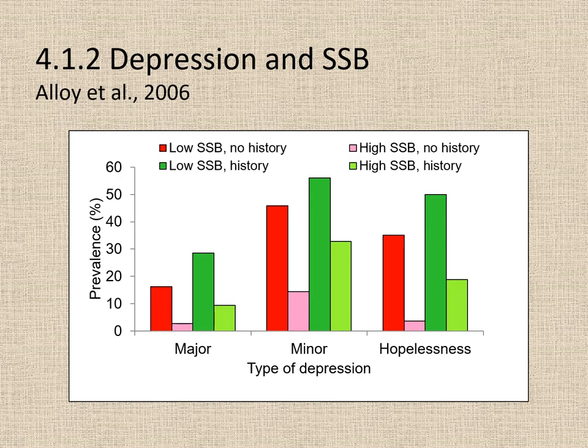And the green and the yellow bar, then it's people with an earlier history of depression. The green bar, low level of self-serving bias, the yellow bar, high level of self-serving bias. And the same thing here. Those with low levels of self-serving bias have higher risk of depression than those with high levels of self-serving bias. So, this is a prospective study. It indicates there is an association between self-serving bias and the risk for depression. And it would indicate that it's a possible causal effect from attribution style to depression.